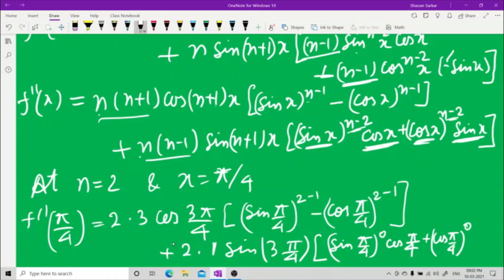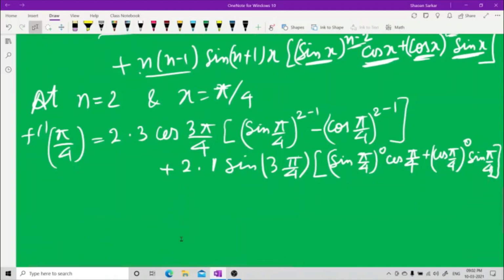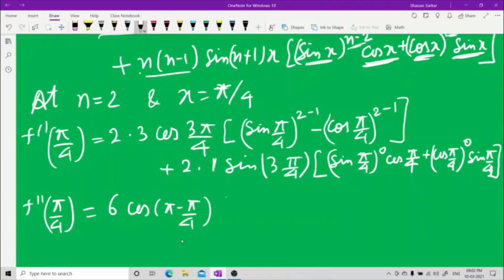This will be 0. Then you will have sine pi by 4. Now you have this as f double dash pi by 4. You need not calculate all this. You could write this as 6 cos pi minus pi by 4. This will be sine pi by 4 power 2 minus 1 is sine pi by 4. 2 minus 1 is 1, sin pi by 4 is 1 by under root 2.